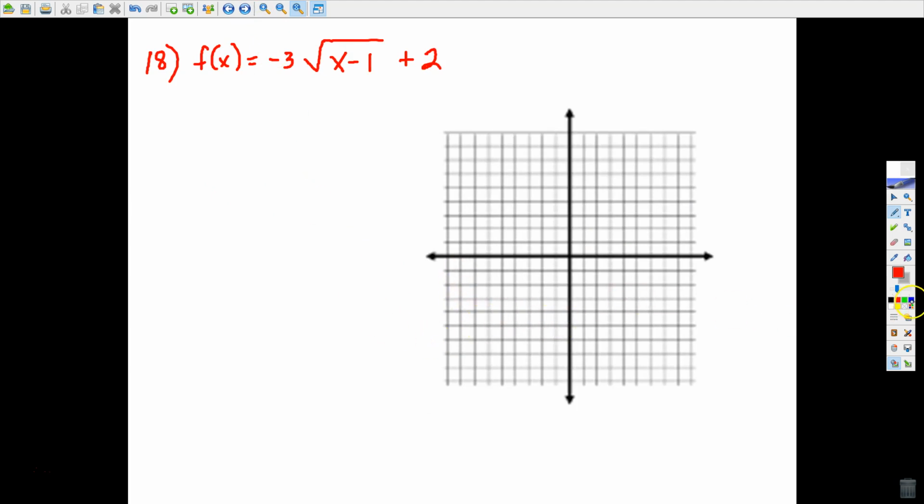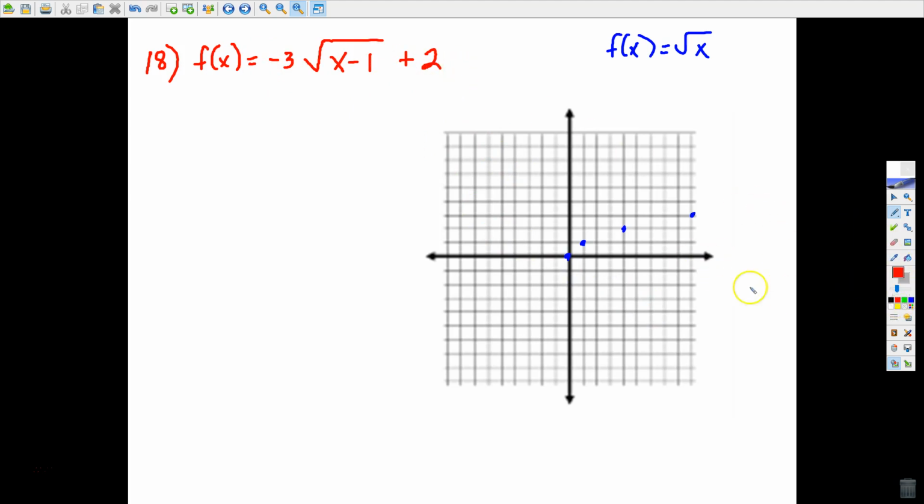Okay, same approach on number 18 because this is the parent function. So I'm going to start off the same way. These dots in these places. Okay, so now this time we're multiplying by a negative. Remember, multiplying by negative has the effect of flipping this parent over the x-axis, and we'll be able to see that as we work our way through this problem.